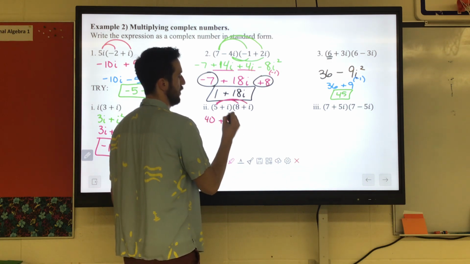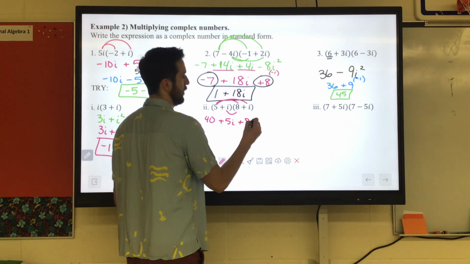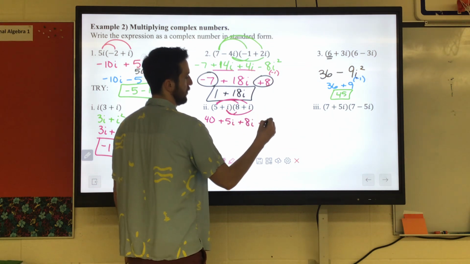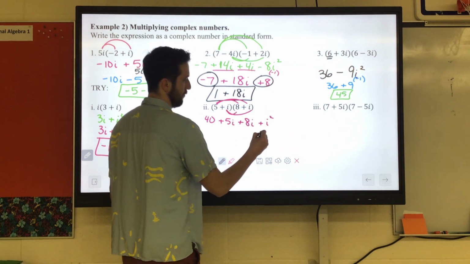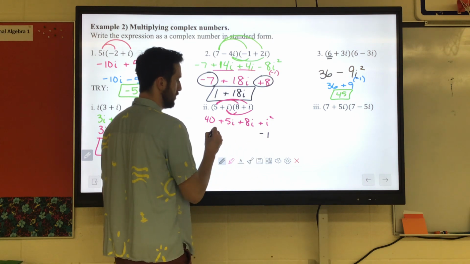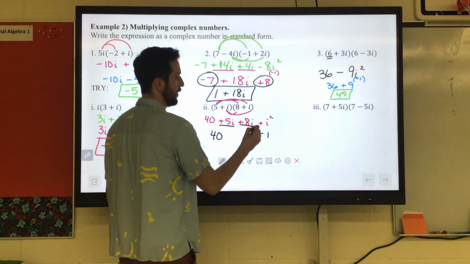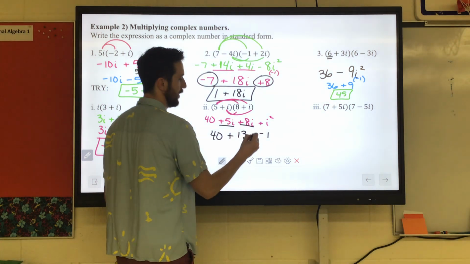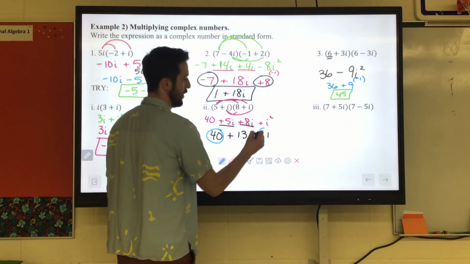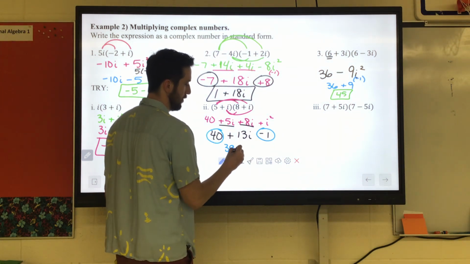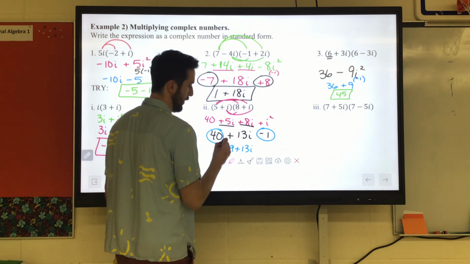Plus 5i plus 8i plus i squared. I squared is negative 1, 40. 5i and 8i is 13i. Then we can do the 40 minus 1, 39 plus 13i.